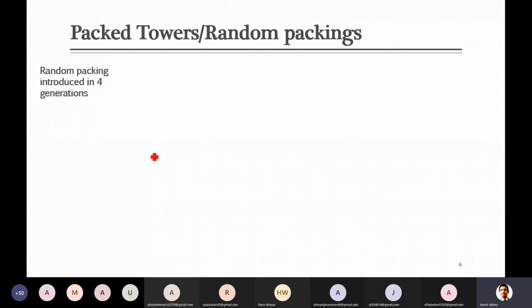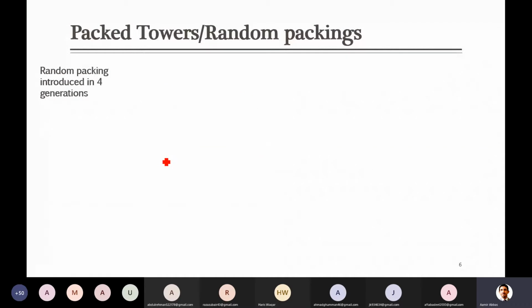There are two types of packings in the general category, random packing and structured packing, which are used inside these columns. First we will talk about random packing. As their name indicates, they are not well structured. They are just random and randomly packed inside the column, so they are not properly fixed in terms of their structure.